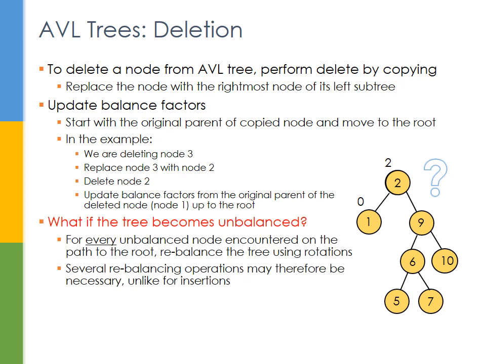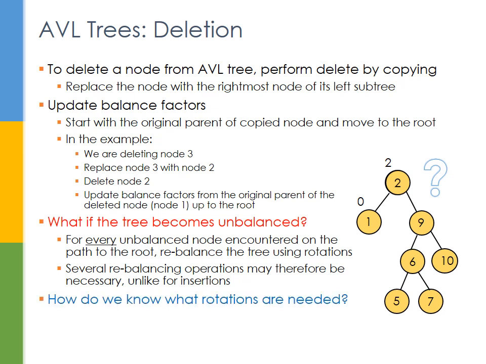Right, so what happens then if the tree becomes unbalanced? Well, of course, in this situation, we can see the tree has become unbalanced because now we have a node with an invalid balance factor of positive 2. So what happens here then is for every unbalanced node that we encounter on the path to the root, we need to rebalance the tree using rotations. So what this means then is that several rebalancing operations may be necessary, unlike for insertions where we perform one rebalancing and then ignore the rest of the nodes on the way to the root.